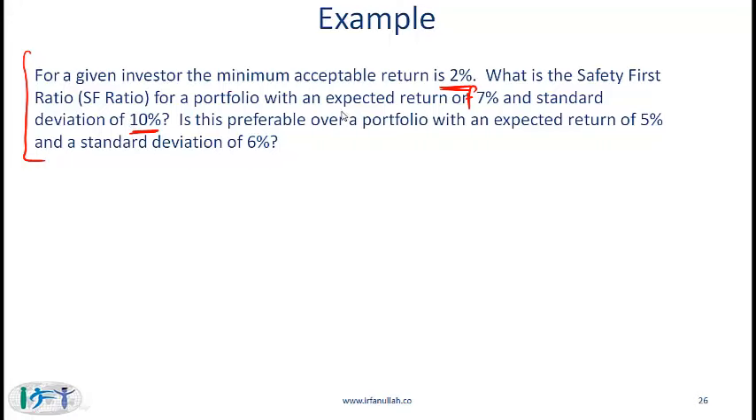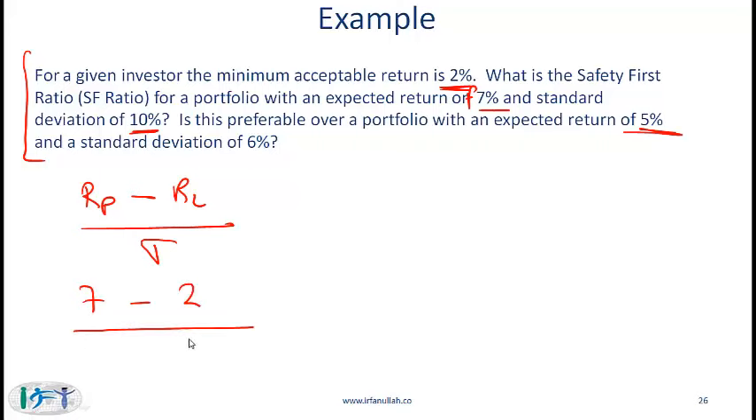You have a situation where the expected return is 7%. So if we just regurgitate the formula first, it's return on portfolio minus the threshold level divided by the standard deviation. So for the first portfolio, the return is 7% minus the threshold level, which is 2%, divided by a standard deviation of 10%. So this will give us 5 over 10, which is 0.5. For the second portfolio, we have an expected return of 5%.